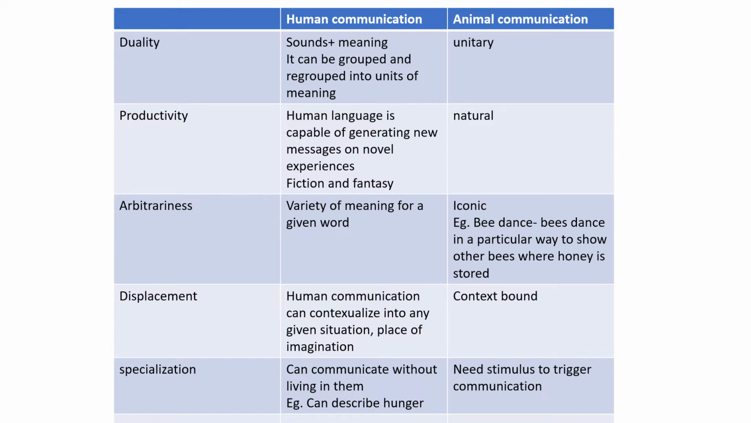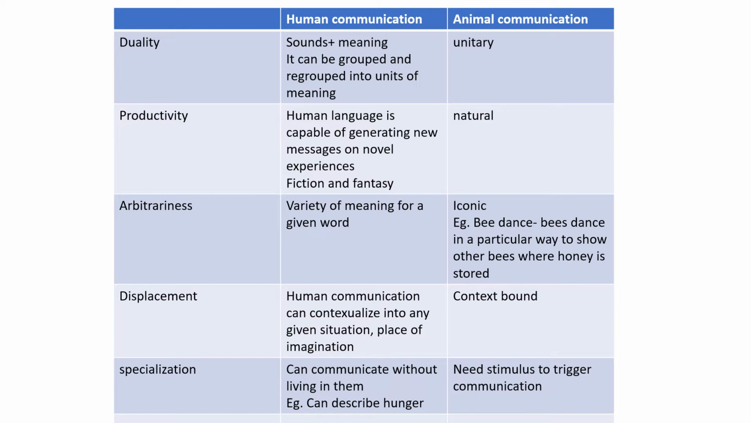Coming to the next point, specialization. Human beings can communicate without living in them. For example, I might be full, but I can describe hunger. I might be very poor, but I can feel how rich, wealthy people feel. So that is the difference. In human communication, you can communicate without feeling them.